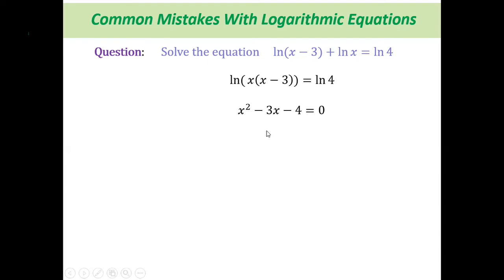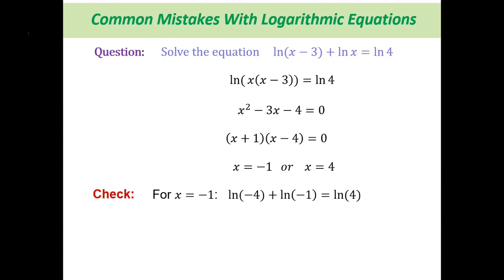Now we distribute and we write in standard form. So we get x squared minus 3x minus 4 equals 0. We factor this expression. We get (x plus 1) times (x minus 4) equals 0. At the moment, we have two values: x equals negative 1 or x equals 4. Don't forget that each apparent solution must be checked.